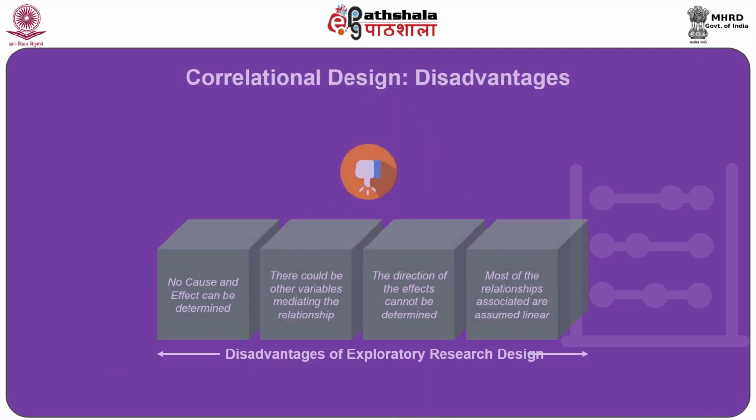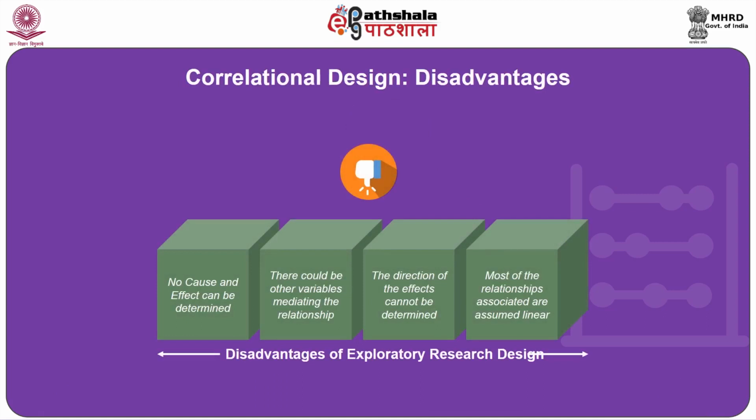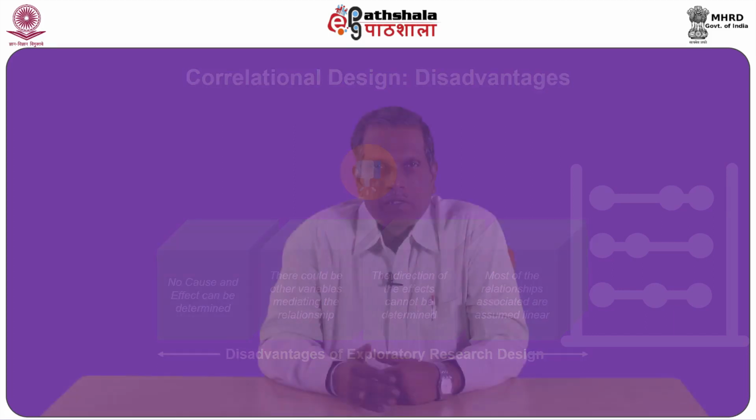Thirdly, the direction of the effect cannot be determined. It is difficult to say one variable causes another based on the direction of the association between two variables. And fourthly, in correlation designs, most of the relationships or associations between the variables are assumed to be linear.